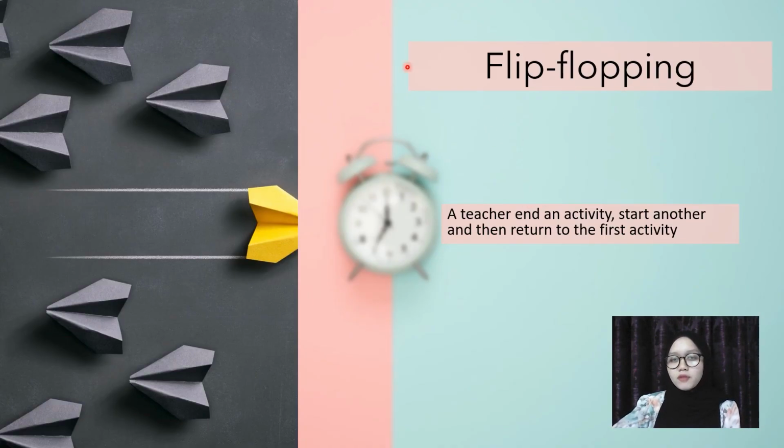Okay, what is flip-flopping? Flip-flopping is when a teacher ends an activity and then starts another activity and then returns back to the first activity. That's what we call flip-flopping. For example, in the classroom, a teacher is reviewing the homework with the students, and then after finishing, the teacher asks the students to open their textbook and start to read inside the textbook. After that, in the middle, the teacher remembers that she wants to ask something about the homework. Then after she asks the students, she returns back to the textbook. That situation is what we call flip-flopping.